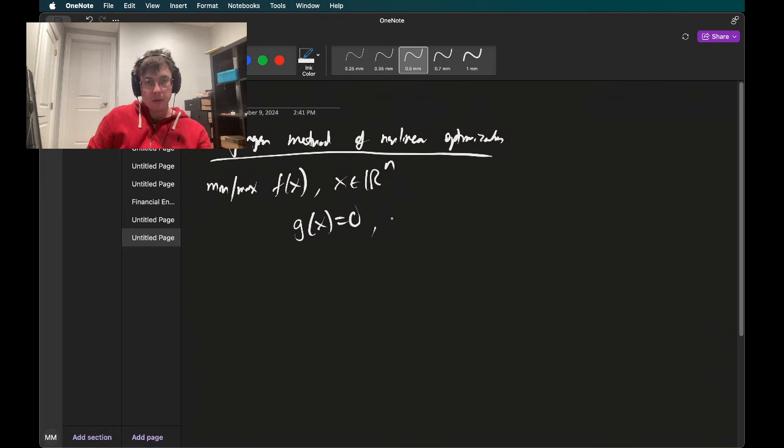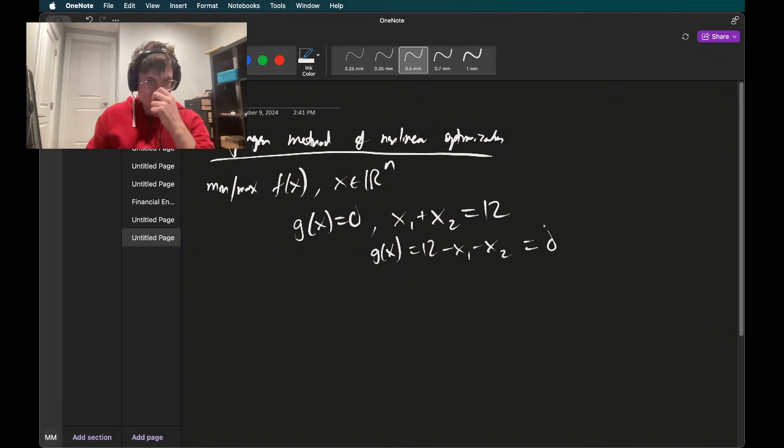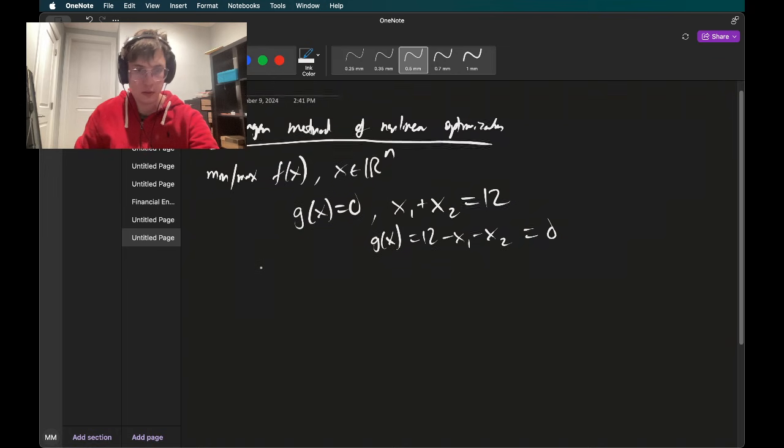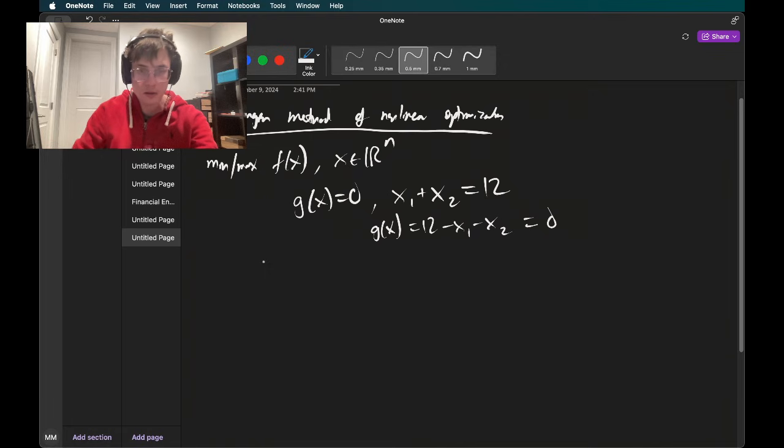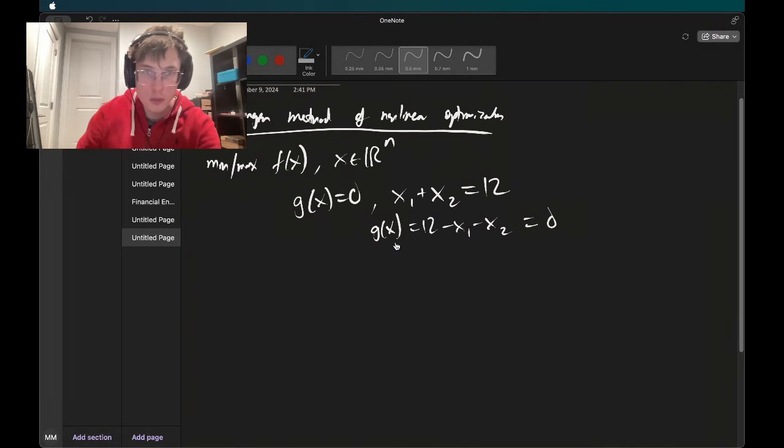An example of this might be that the constraint here is x1 plus x2 equals 12. And in this case, g of x would be 12 minus x1 minus x2. We expect this to be 0. Okay, so how do we solve this? Well, let's look at an example. Let me pull up an example from the course here.